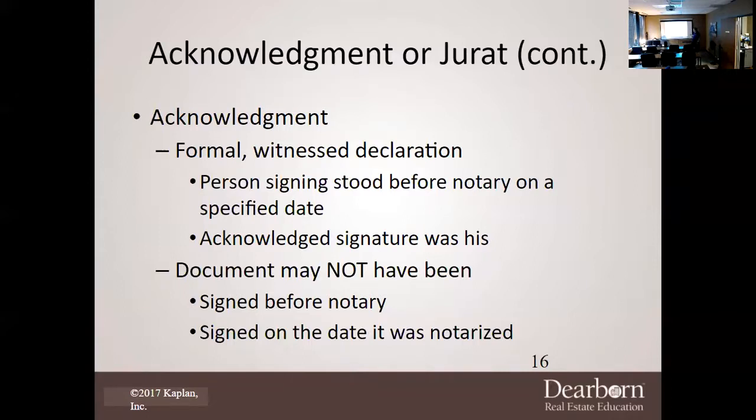Okay. Again, acknowledgement is a formal witness declaration. The person signing stood before a notary on a specific date, and acknowledged the signature was his. The document may not have been signed before the notary and signed on the date it was notarized. So you cannot, Cody, go in and say that you want to sign this form here. You want to sign this form.